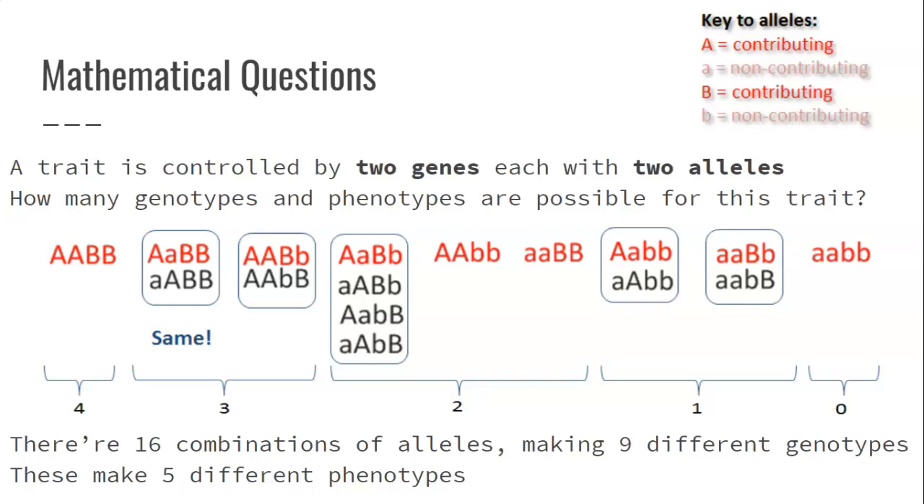So I'm getting one that is very red, right? All contributing alleles all the way on the left. And then I'm getting some red ones with 3 contributing, some pink ones with 2 contributing, some light pink ones with only 1 contributing, and then I have one that has no contributing alleles, which means that it would be white.